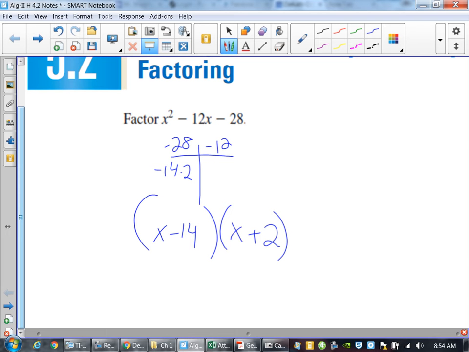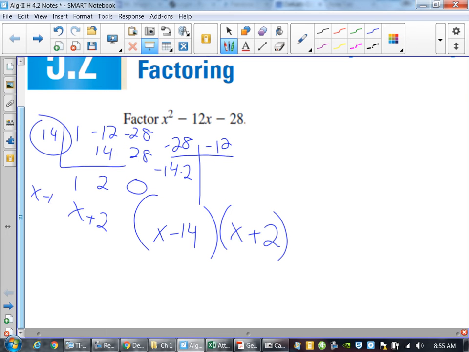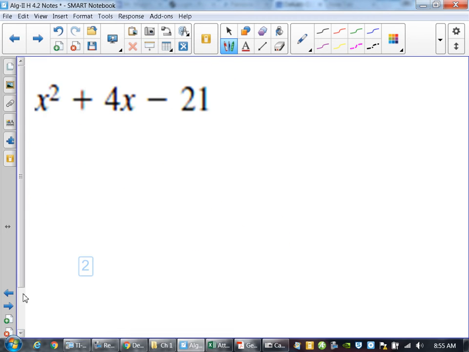What you're doing is you're taking out your coefficients: 1, negative 12, negative 28. What's the 0 here? 14. It's a factor, which means your other term is x plus 2. That's what you're doing. Try again. Synthetic division is awesome. It's so easy.